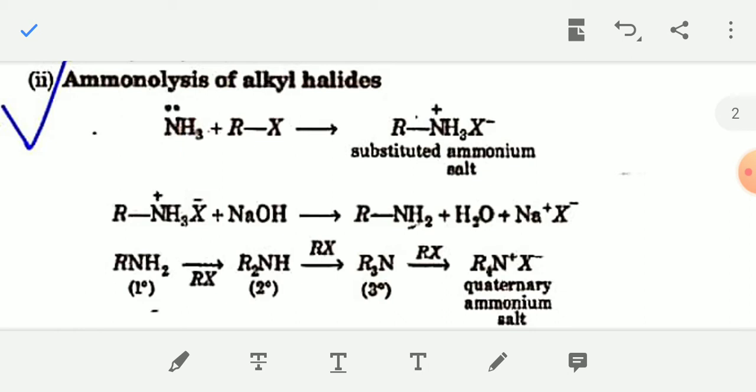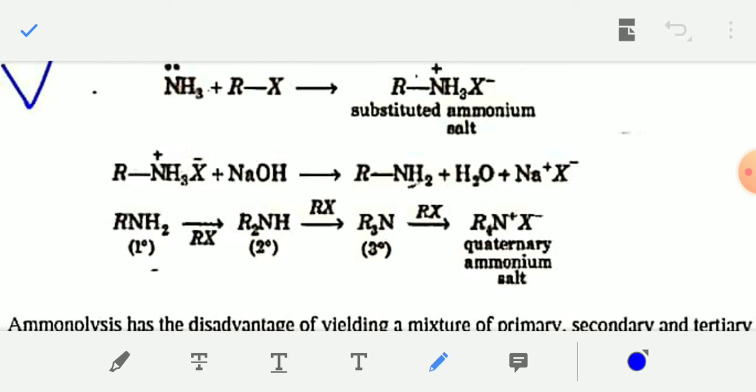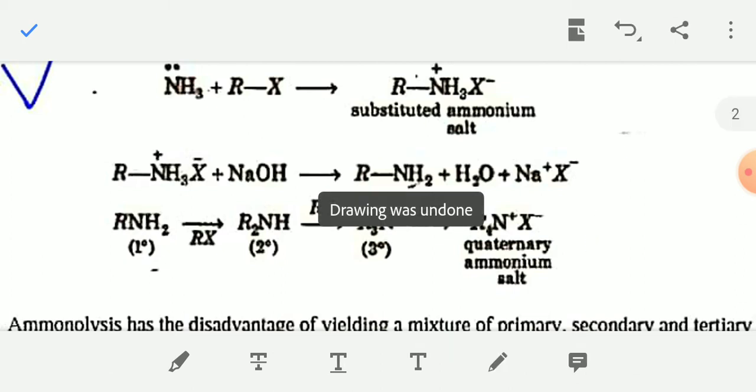In the first step, you will get primary amine RNH2, and the primary amine produced will again react with alkyl halide to give R2NH, and in the third step, the secondary amine will react with alkyl halide to give tertiary amine. And by this reaction, you will get a mixture of primary, secondary, tertiary and quaternary ammonium salt.